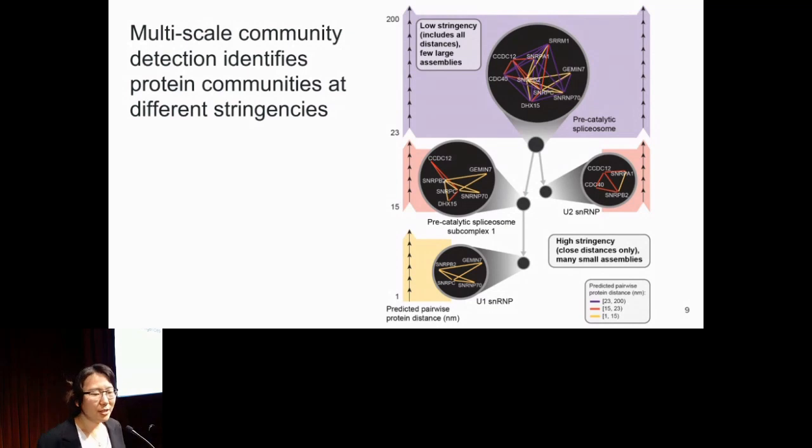But as you lower the stringency, you're gradually bringing in edges that represent longer distances, like the red edges in the middle. Lowering the stringency even more, you will start to see those purple edges on the top. In this way, you gradually bring in more edges and find larger and larger protein communities that contain the previously identified smaller ones.